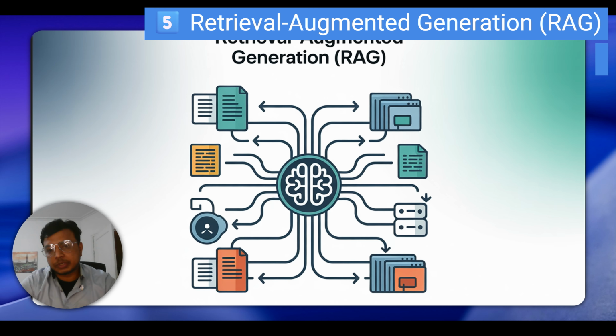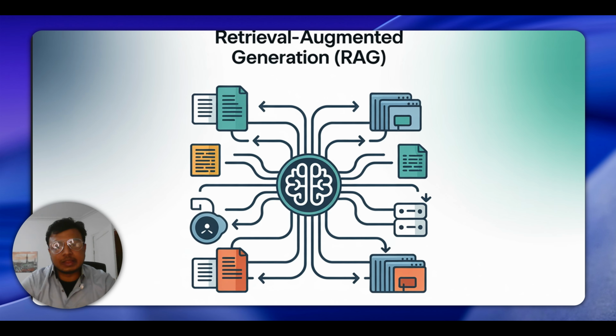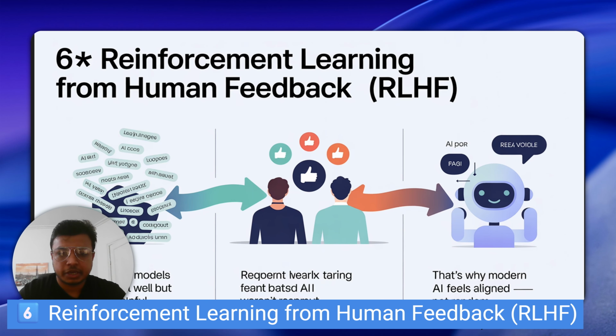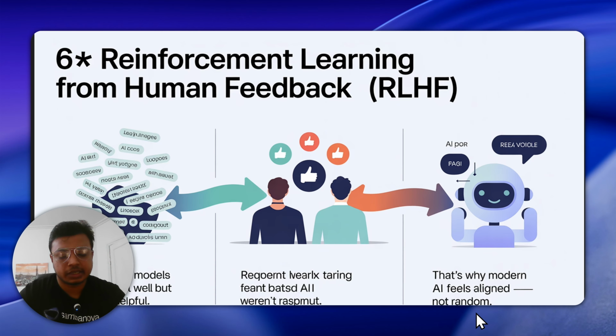Concept 5. Retrieval-Augmented Generation, RAG. A plain LLM answers using only what is stored in its weights. And that means it can be outdated or wrong. So RAG connects the model to external knowledge. First, relevant documents are retrieved from PDFs, databases, or any internal documents. Then the model generates an answer grounded in those sources, and this is how you build AI systems you can actually trust.